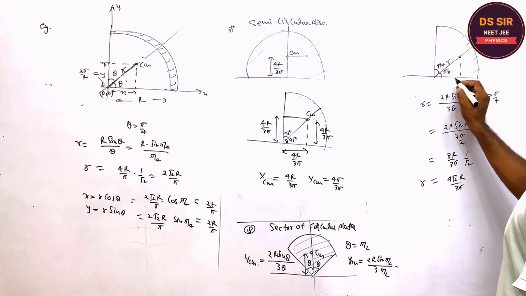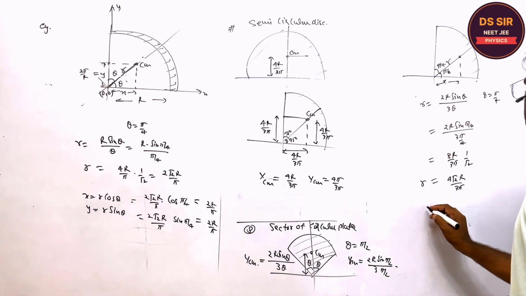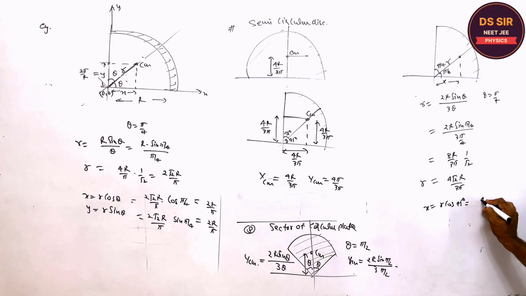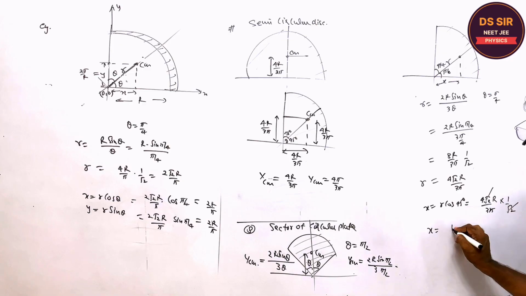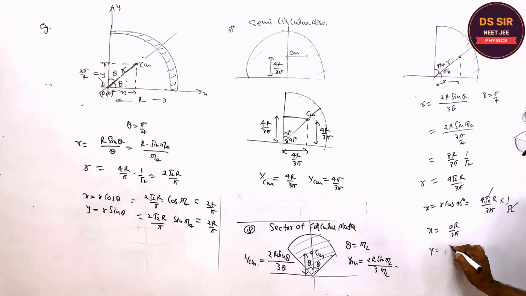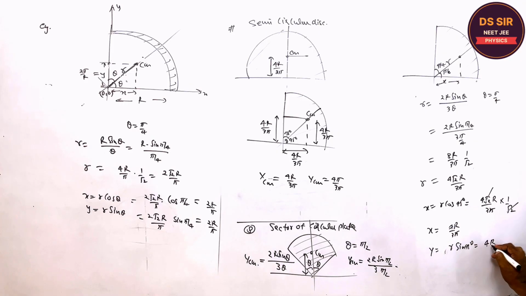This is the r. So what is the x? The x value is r cos 45. So r is 4 root 2 r upon 3 pi, and what is the value of cos 45? It is 1 by root 2, so it will cancel out. So XCM is equal to 4r upon 3 pi. And similarly, the y can also be found: r sine 45, which is equal to 4r upon 3 pi. Is it clear or not?